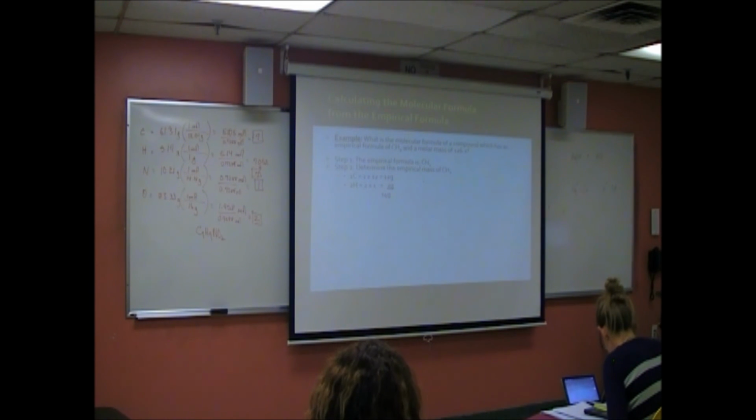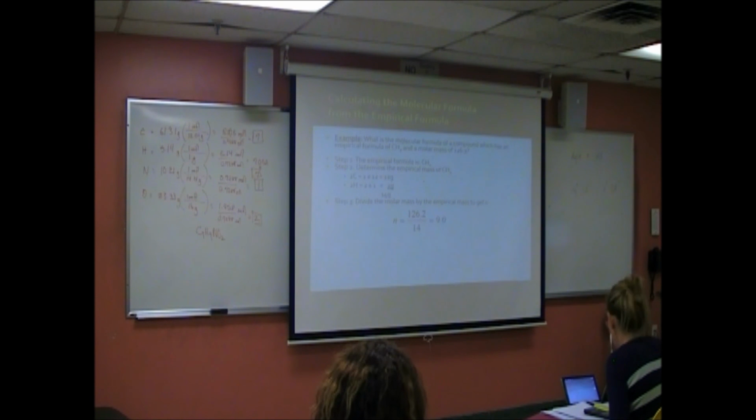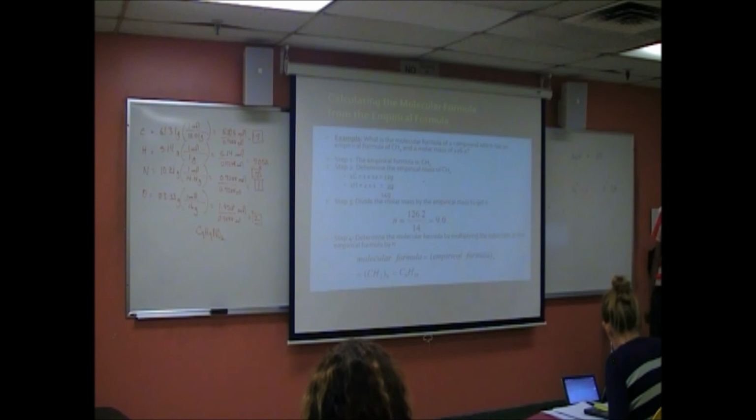Step 3. What do you do at this point? Divide your molar mass by your empirical mass. You get N is equal to 9. So C9, and then 9 times 1, 9 times 2. Very good. And what do you get? C9H18. So you write it out like that. Okay, yes.